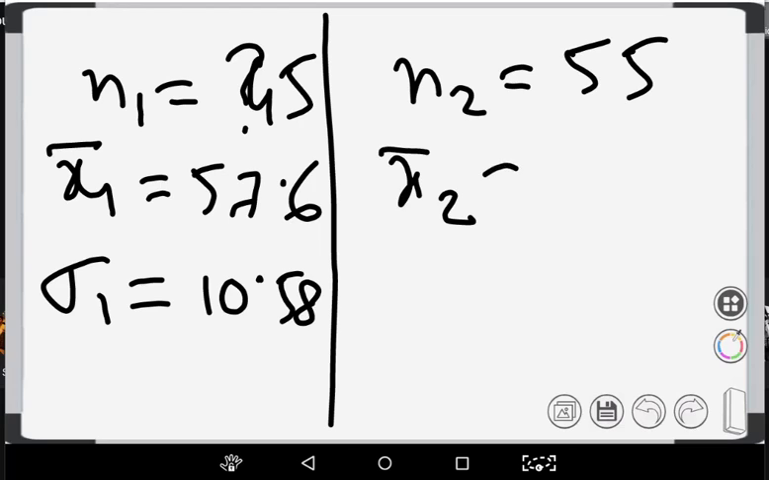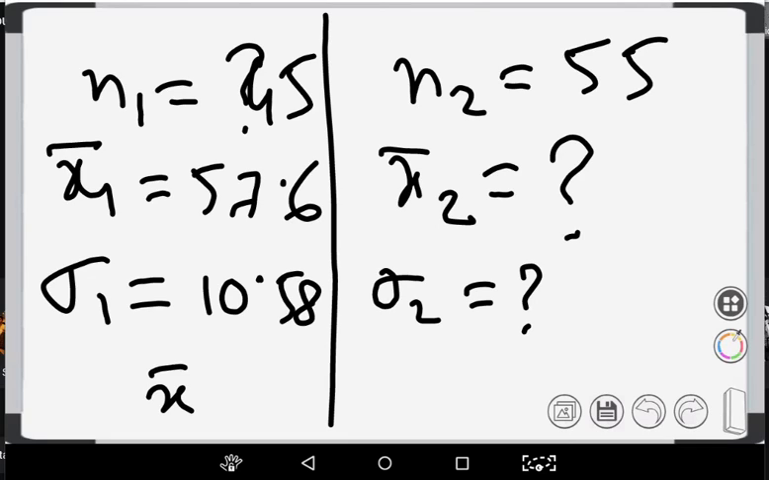X2 bar is not given. This is what you have to find out. And sigma 2 is not given. But the combined mean X bar is given, isn't it?